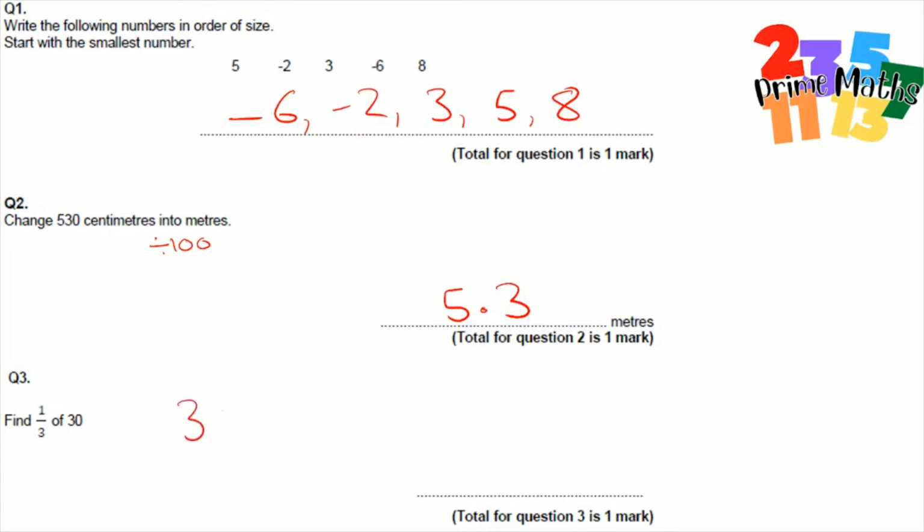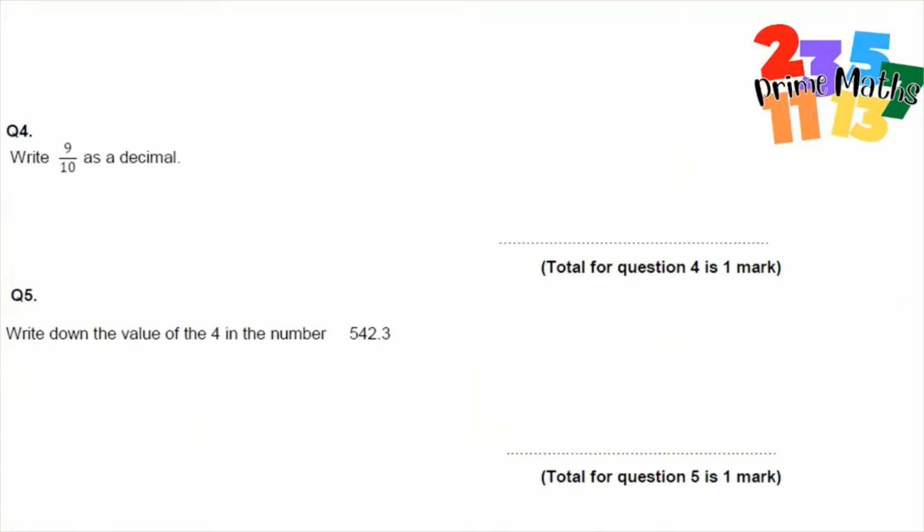Question 3. A third of 30 is 30 divided by 3, which gives us 10. Question 4. 9/10 as a decimal is 0.9. Write down the value of 4 in 542.3 is 40.